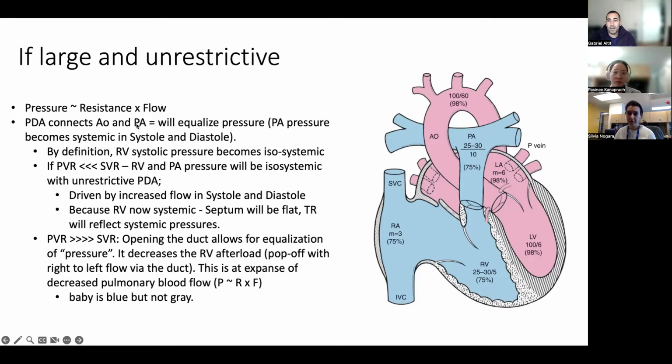The other concept I want to remind you of is that pressure is a function of resistance and flow. So when you connect these two structures together, if the resistance here is low and the resistance here is high, by definition you've connected the two systems, so the pressure will be equal. So how is this pressure going to rise? It's mostly by increasing the flow. That's why we say the PDA is sending a lot of flow to the pulmonary vasculature in the left to right direction, and that's why there's concern that it may eventually lead to some pulmonary vascular remodeling.